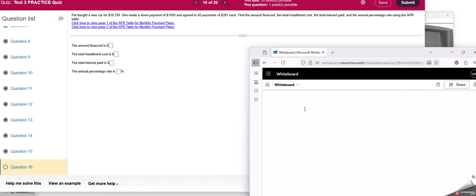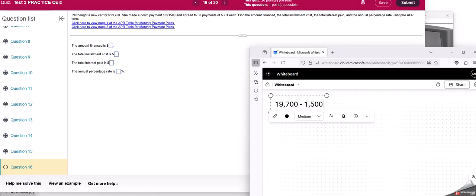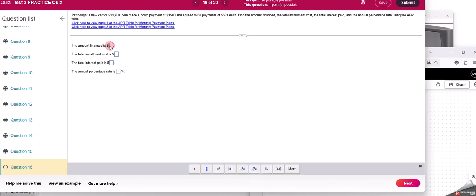So the amount that she agreed to buy the car for, $19,700, minus the $1,500 that she put down is going to be the amount financed. So that is $18,200, that's the first answer.